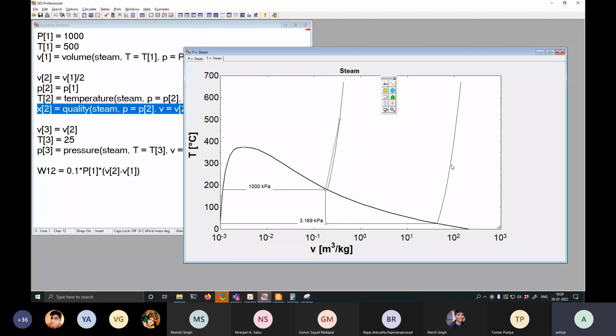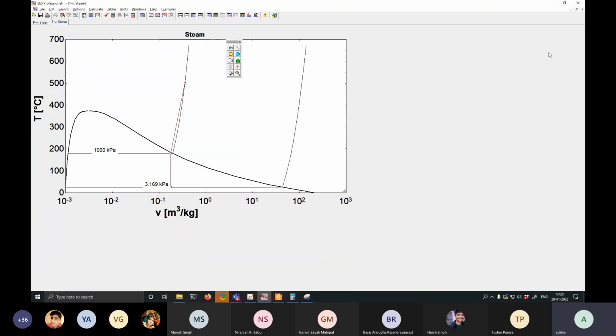The lines are not straight. If you notice, they are slightly curved. Okay. Yes, sir. And actually the point is, ES does not know that we did an isobaric process. So from this point to this point, it will not go in a straight line.